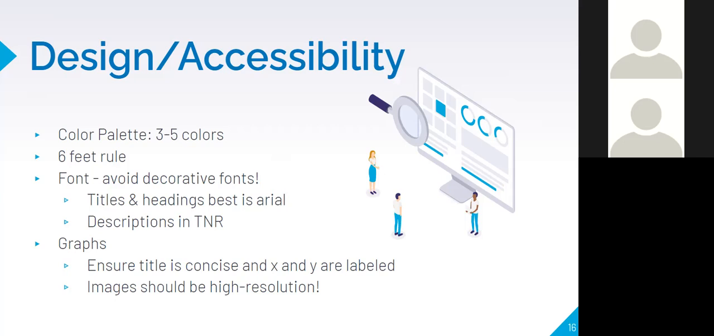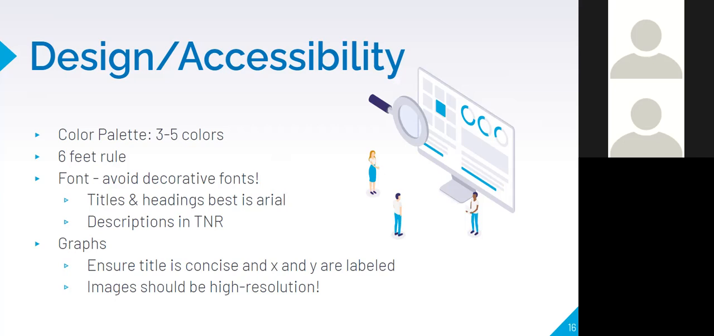You want to avoid decorative fonts. Most people will go for titles and headings in Arial, and then their descriptions in Times New Roman. You can pick just one font, or split it how I have it here, where you have a different one for your titles and headings, and then one for your descriptions, but don't go crazy with fonts. Don't make each section its own font, or use Comic Sans or scripts. For fonts, you want ones that are easily read.